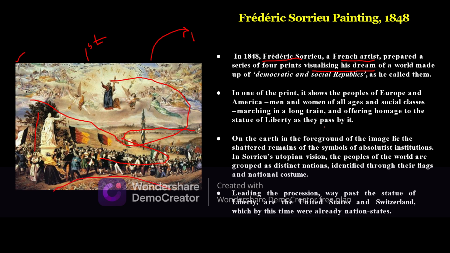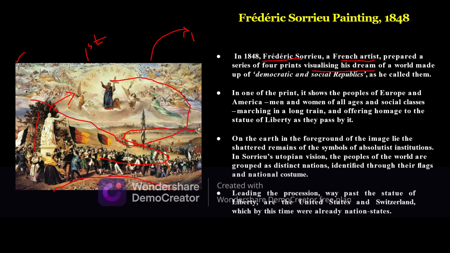So, in 1848, a French artist named Frederick Soreau prepared a series of four prints, like four paintings, and he depicted his dream of a world made up of democratic and social republics. In one of the prints, it shows that the people of Europe and America, men and women of all ages and social classes, are marching in a long train and offering homage to the Statue of Liberty as they pass by it. So, according to the explanation, this is the Statue of Liberty, and we can see that people, men and women, are standing in a line and they are paying homage to this statue.